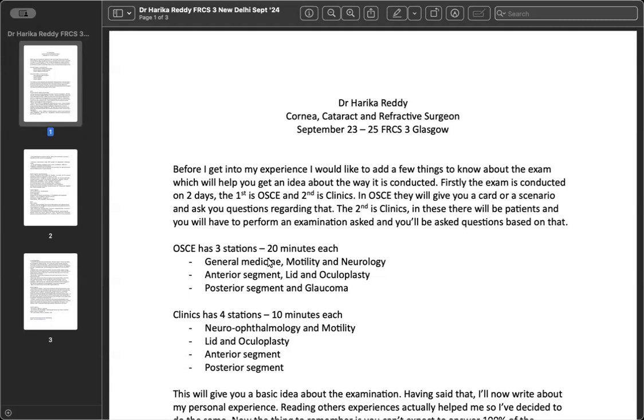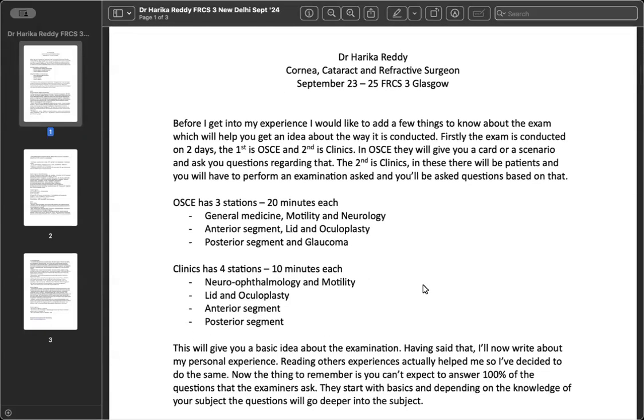Okay, if you can see my screen here, I've written that OSCE has 3 stations. Each one will have 20 minutes. Let's say the first station, this was my order, and the order will change for each individual. I will tell you how it is also. It will basically be in a big room. At least this was how it was in Delhi. I don't know about other places.